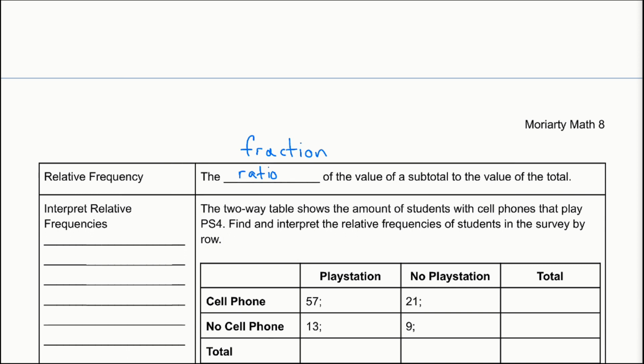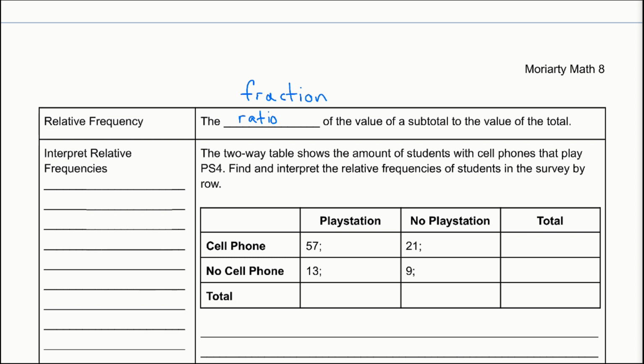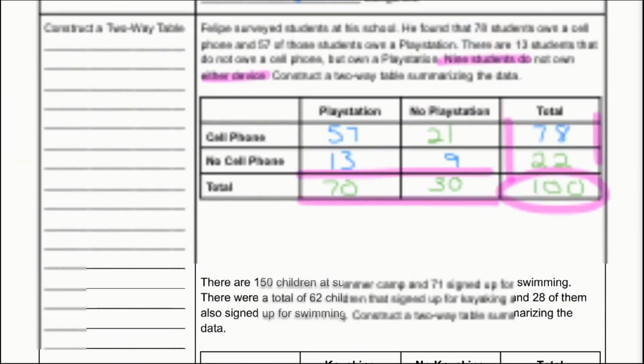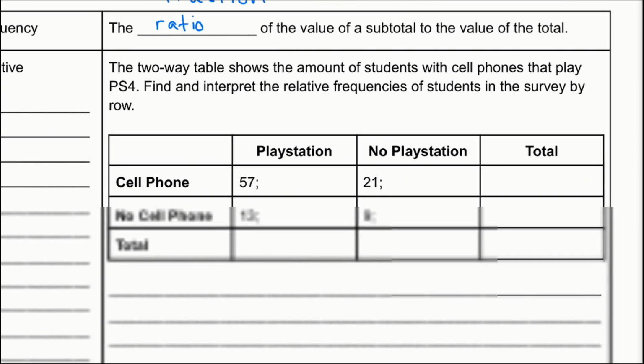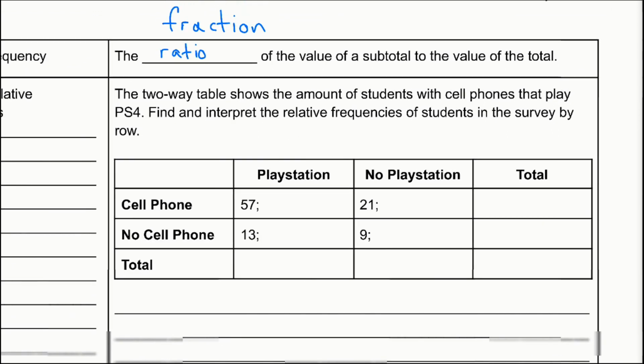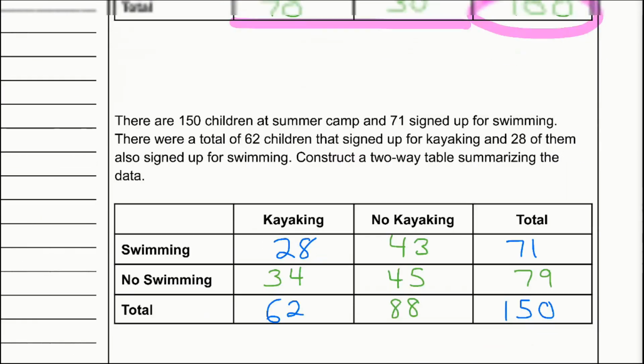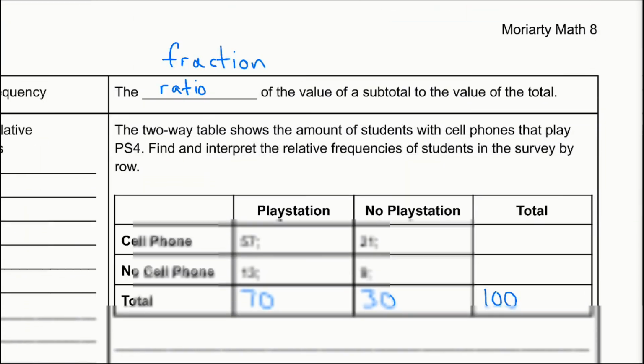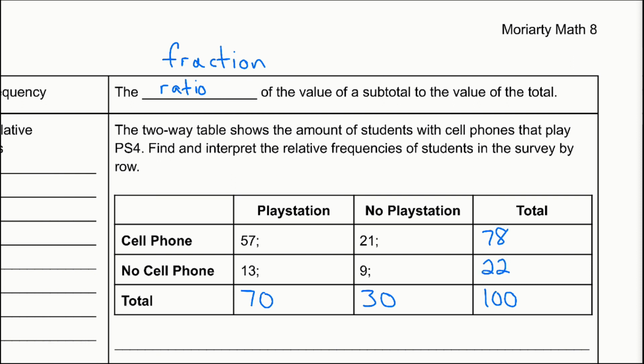So this, I believe, is from the front side, if I do recall. 57, 13. Yeah, this is the PlayStation cell phone problem from the front side. So we already have this information, right? 57, 13. That's going to be what? 70. This was 30. The total was 100. I'm just going to flip back. 78, 22. So we can fill in those totals again. They were from the front side. We already did that math. I ain't worried about that.